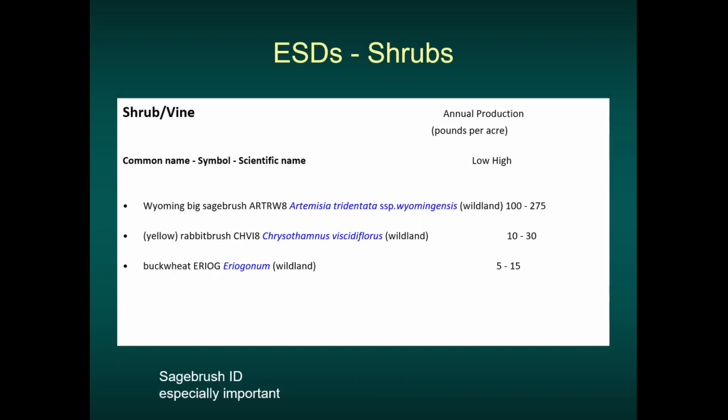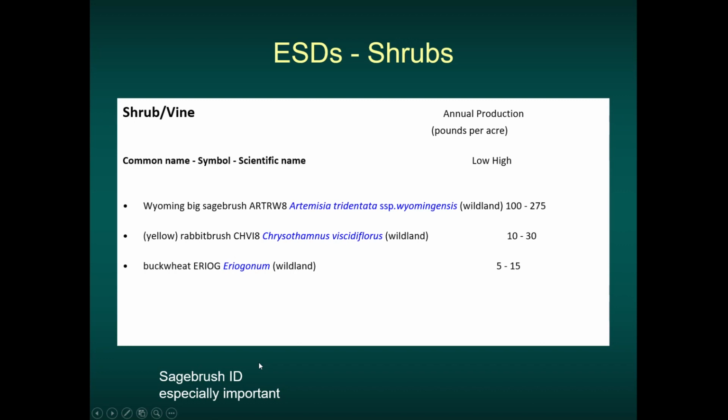Here we have the shrubs. You can see the greatest portion is Wyoming big sagebrush. We've also got some yellow rabbitbrush and some unidentified buckwheat species here, but again, most of it's going to be Wyoming sage.